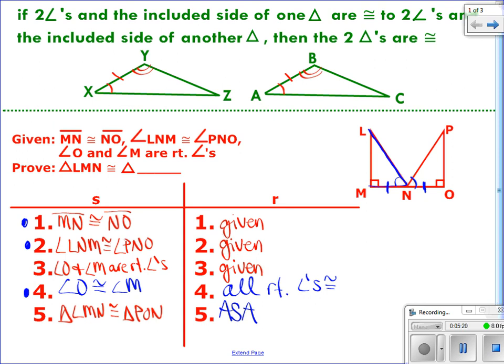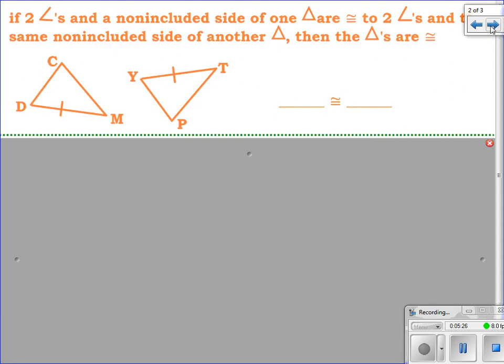Okay, so let's look at the other one. Two angles and a non-included side. Okay, so this one we're looking at, as in the shortcut, we have two angles and then a side not in between the two angles.